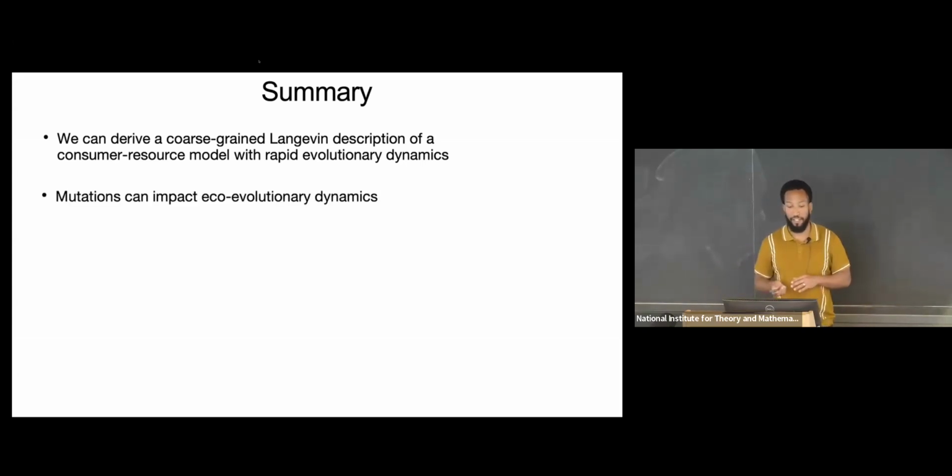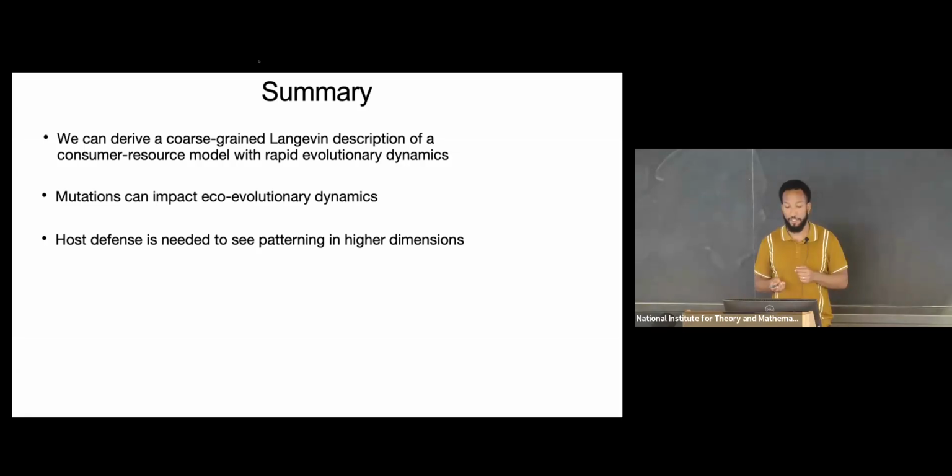So in summary, I just wanted to summarize. I showed you this consumer resource, well, I didn't say consumer resource, but it's an eco-evolutionary model that shows that you can have patterning and how mutations matter. Some can cause this patterning just from eco-evolutionary interactions, and some don't.